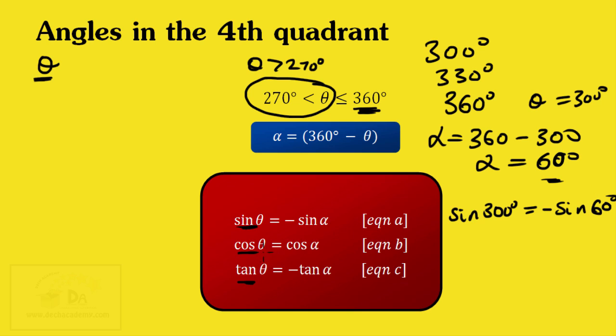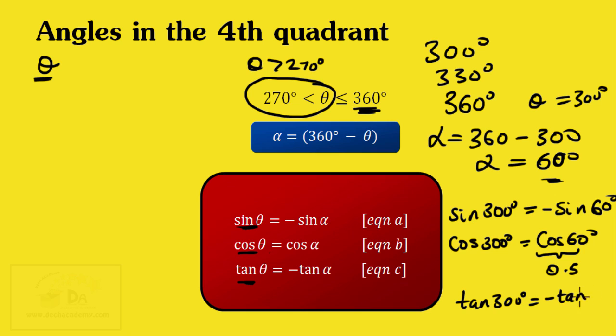The cosine of theta, 300 degrees, is simply the cosine of 60. That means the cosine of 300 degrees is simply 0.5 because the cosine of 60 is 0.5. The tangent of theta, the tangent of 300 degrees, is equal to minus the tangent of alpha, minus the tangent of 60 degrees.